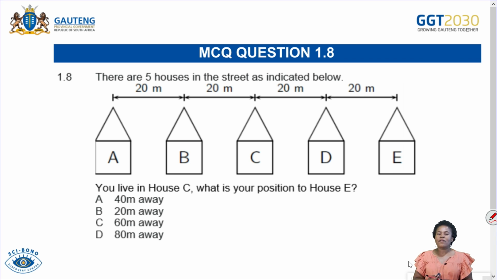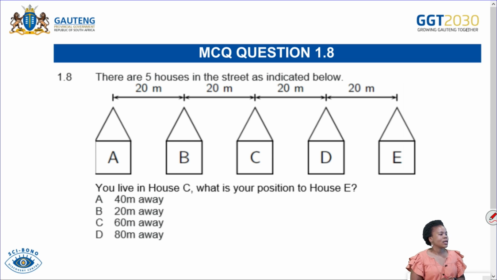1.8, there are 5 houses in the street as indicated below. There is house A, B, C, D, and E. They say you live in house C. Your home is house C. What is your position to house E? So how would you explain to us where you are when you are at house C? Somebody is looking for the directions to your house. Where would you say you are? Because you live in house C, you're going to make where you are a reference point, meaning that where you are is going to be considered as 0.